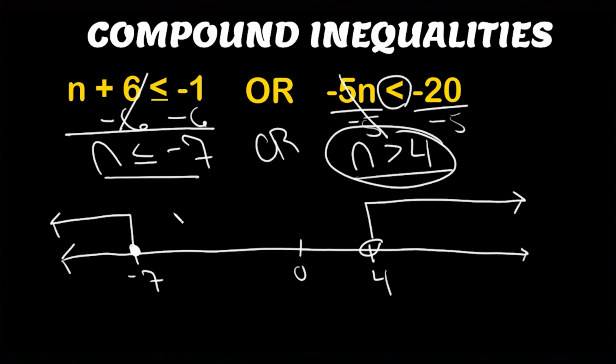Now, if it were and, it would have to satisfy both of them. Okay, so that's kind of the key difference there. And so this one's done. All right, so you can see it's graphed, it's solved, and they're opening away from each other. All right, let's take a look at our next example.